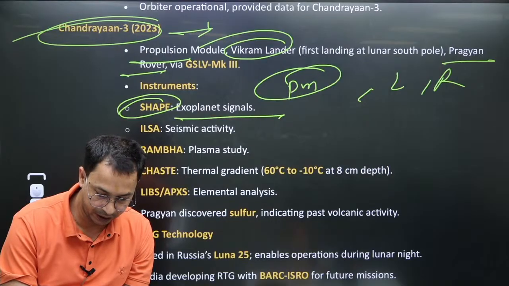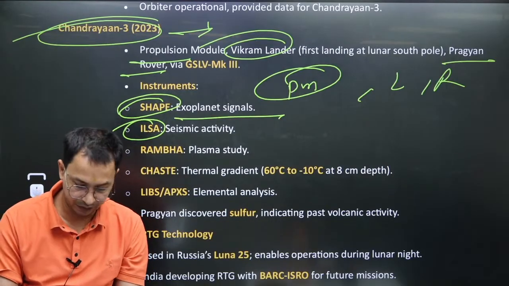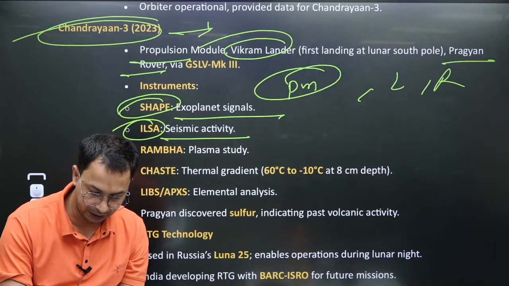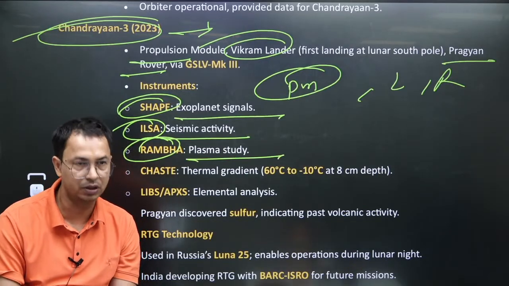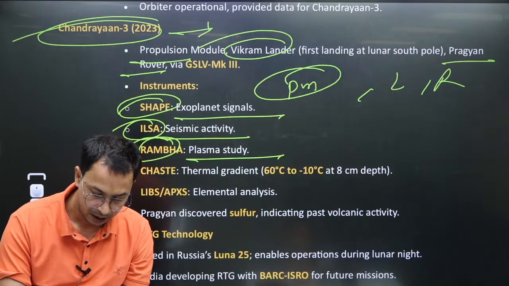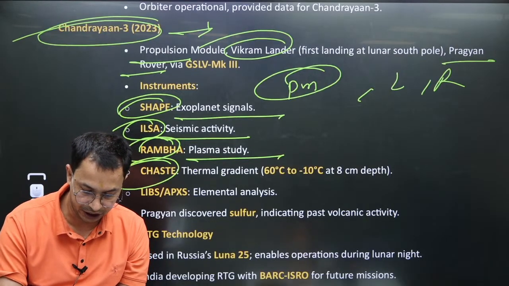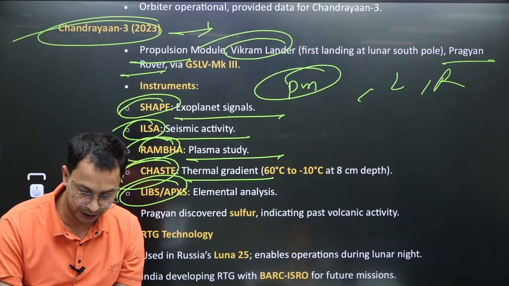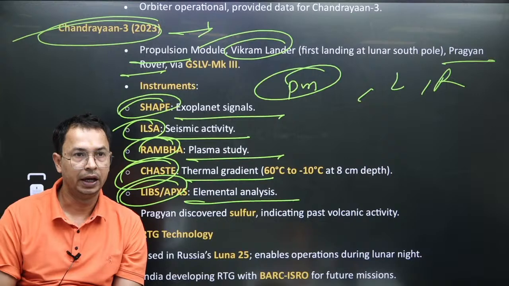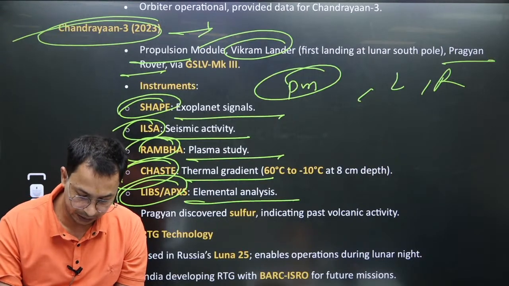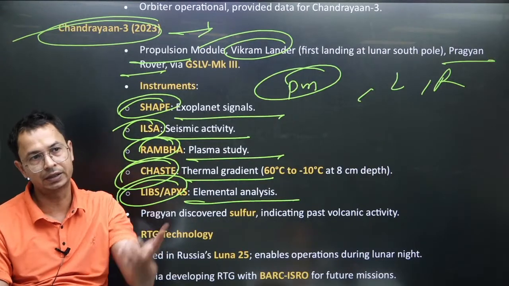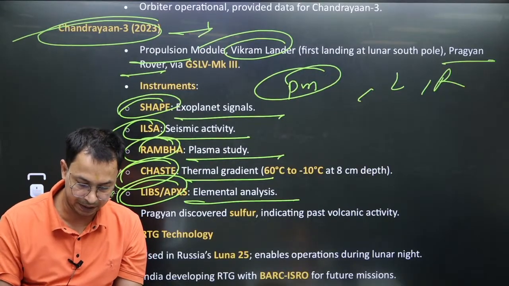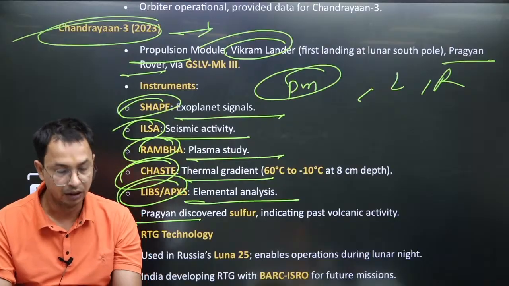Then in the lander, we have certain instruments. One was ILSA, for checking seismic activity. Then we had Ramba, to study the plasma density on the moon. Then we had CHASTE, to study the thermal gradient of the moon. Then we have LIPS and APXS for the elemental analysis on the moon. LIPS and APXS detected sulfur on the moon, and they were on the Pragyan rover.